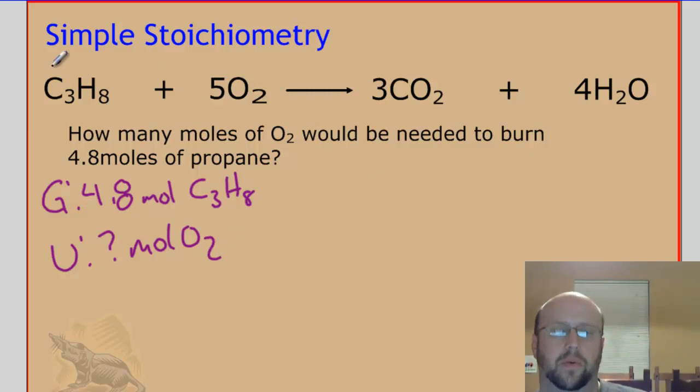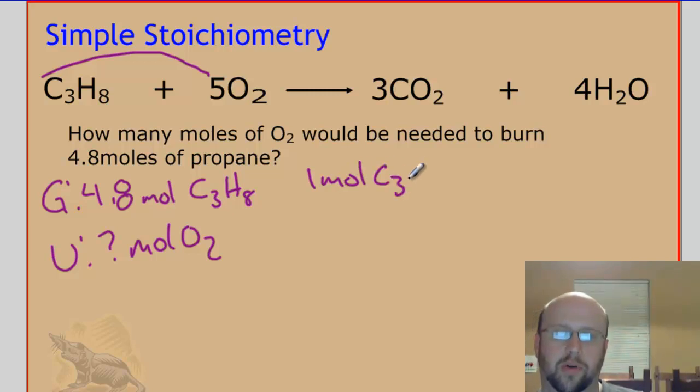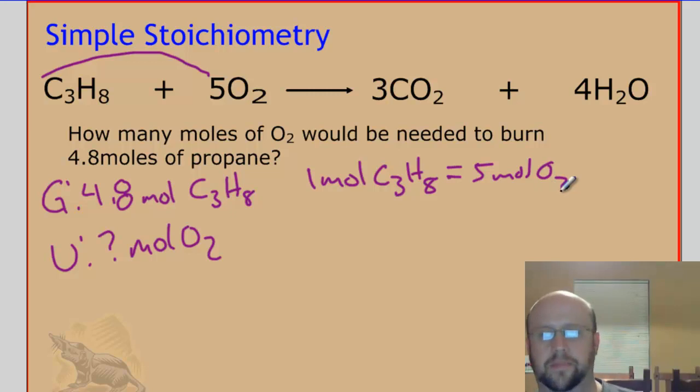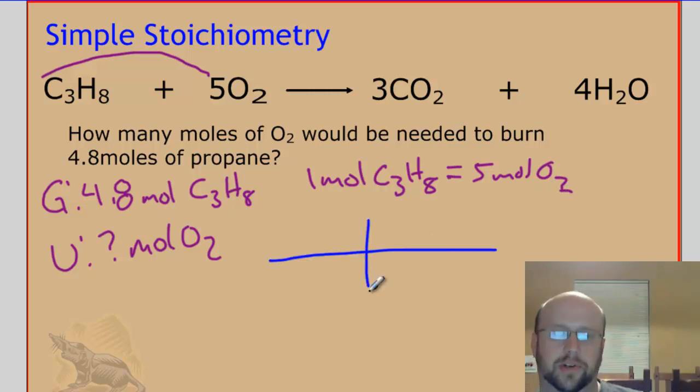Okay. What's my relationship now? 1 to 5. So that's my mole ratio. 1 mole of propane is equal to 5 moles of O2. Okay? And then we're going to set up our conversion factor, set up our railroad tracks.